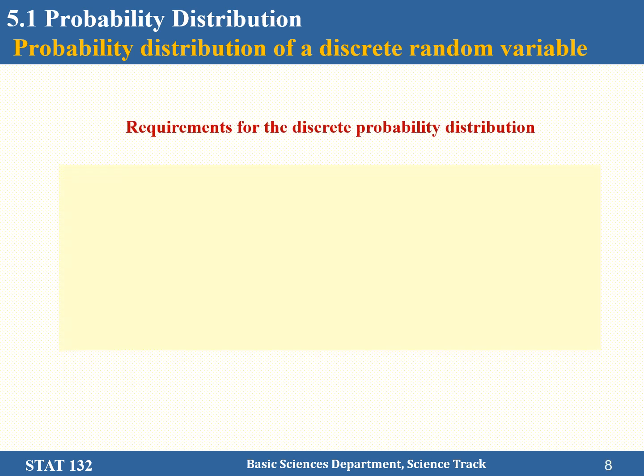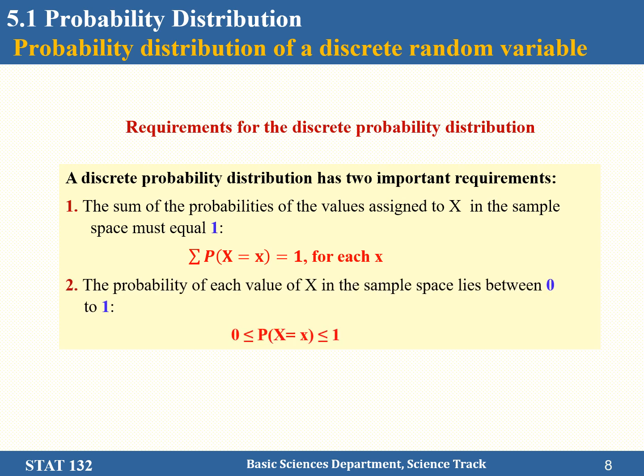Now we will see the requirements for a discrete probability distribution. Not all distributions are discrete probability distributions. There are 2 important requirements here. You have to check first that the sum of the probabilities of the values assigned to X in the sample space must be equal to 1. So the probabilities for each value, when you add them, will be equal to 1. And the probability of each value of X in the sample space lies between 0 and 1. So the probability of a value should be between 0 and 1.